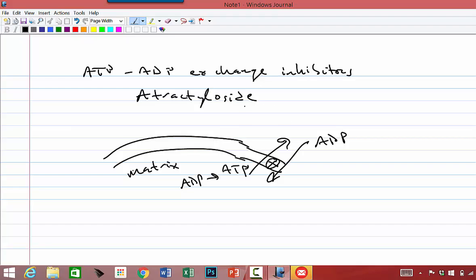We also make 2 FADH2s, and that's also made in the mitochondria, going from succinate to fumarate. And of course we also make 2 GTPs, made in the mitochondria, going from succinyl-CoA to succinate. By the way, what level of phosphorylation do we call this? Substrate level phosphorylation. Very good.